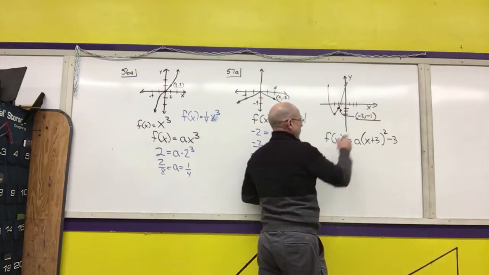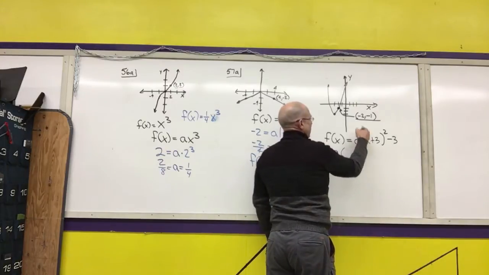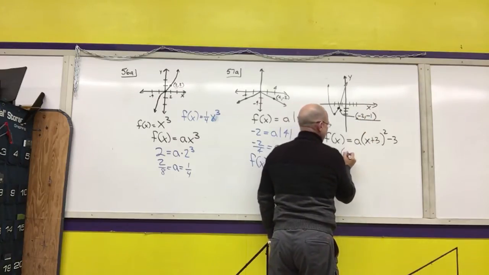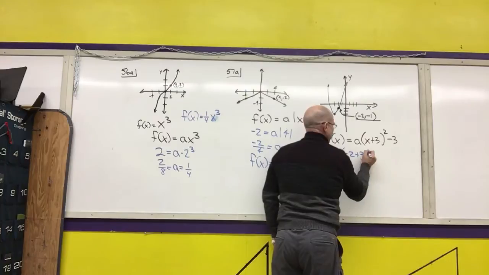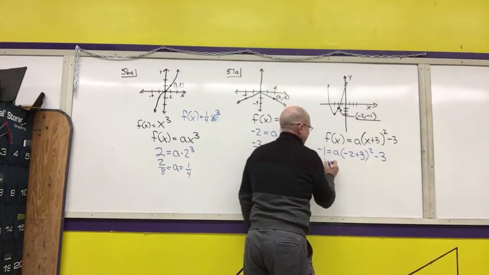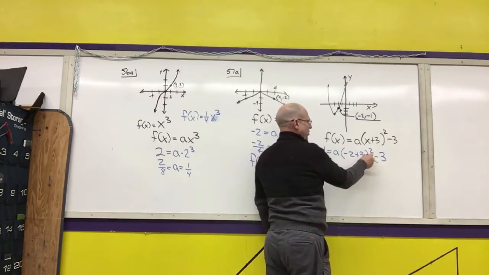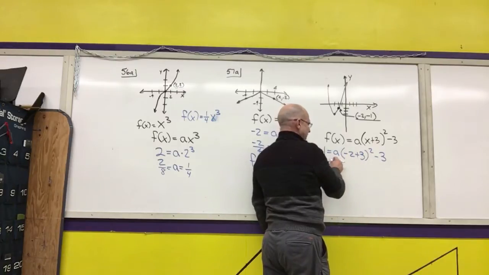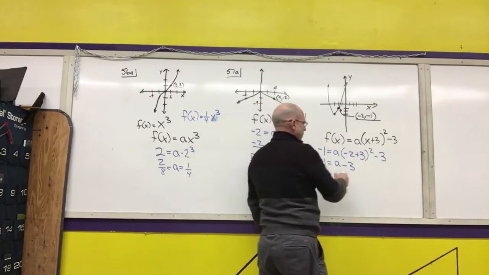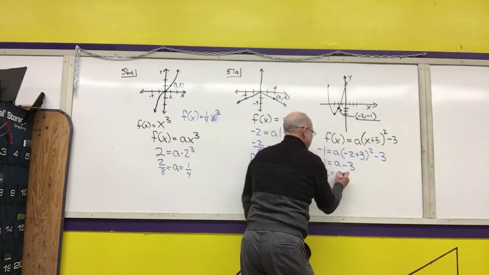Again, another name for f of x is y, so I get -1 equals a. My x value is -2, so I have the quantity -2 plus 3, squared, minus 3. Following order of operations, first I do this work. -2 plus 3 is 1. 1 squared is 1. 1 times a is a. I add 3 to both sides. -1 plus 3 is 2. And I get 2 equals a.